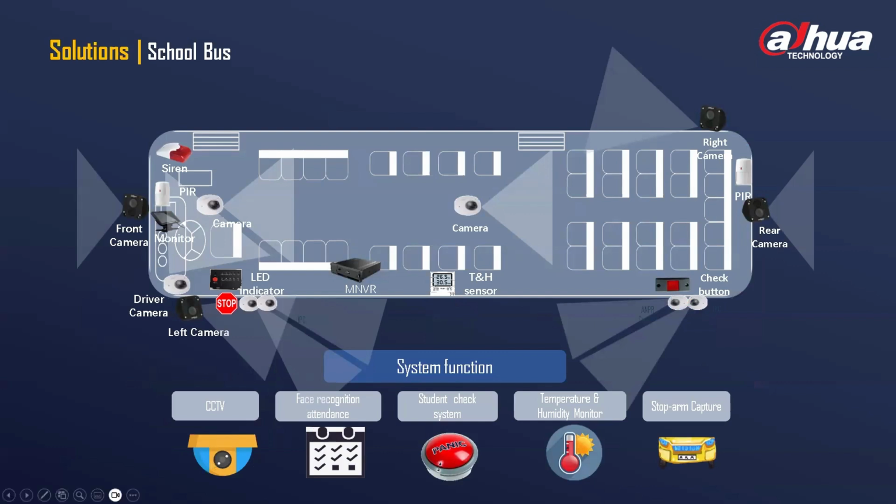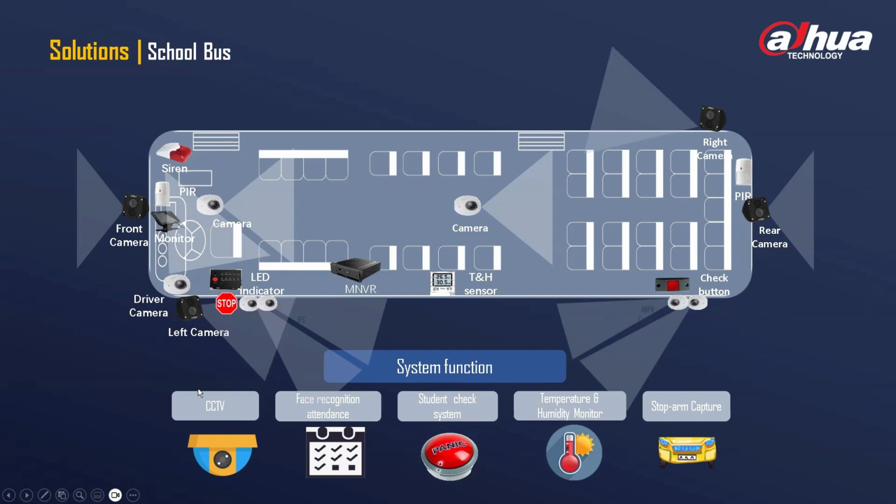Then we have the school bus solution. In this school bus solution, we are looking at the front camera. We have the siren, we have the motion sensor, we have the cabin or inside the bus cameras. We have the LED indicator, we have the driver camera, the MNVR, we have temperature and humidity sensor. All these are still integrated in the same recorder. We have the motion sensor also at the back. Then the check button. We also have extra functions.